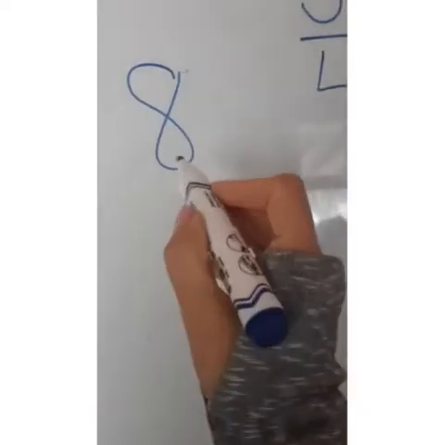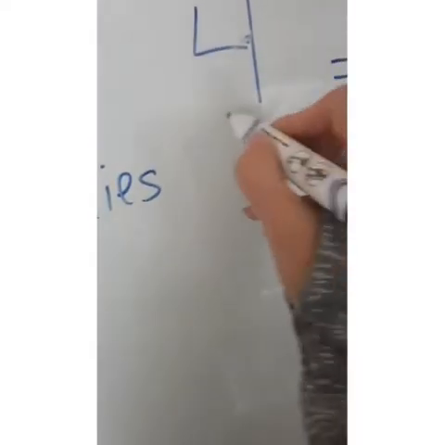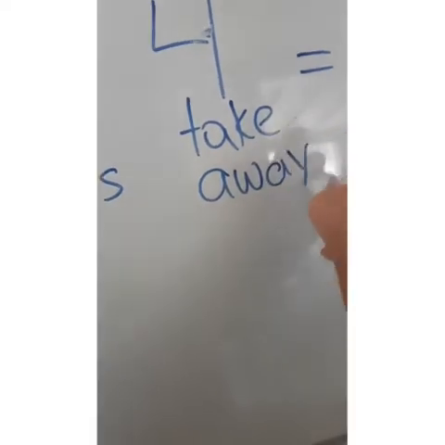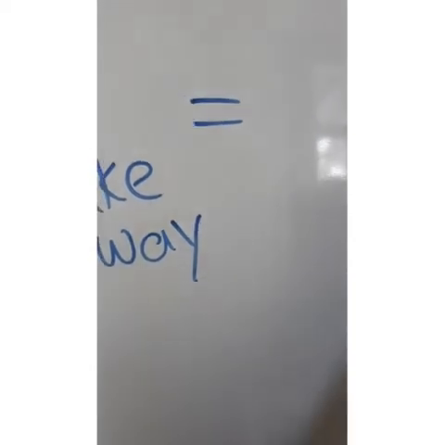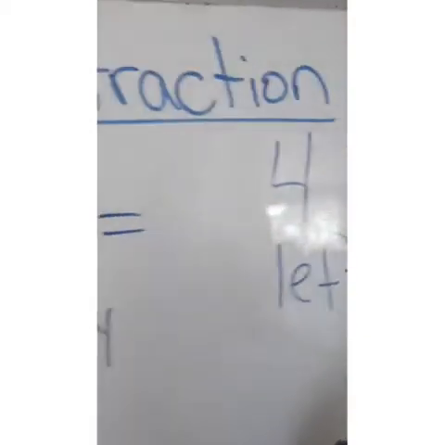So I had 8 candies, and Nadia took away, we say take away, 4 of them, okay? So now I'm left with how many? Let me count. 1, 2, 3, 4. So now I have 4 left. Okay, so is the number getting bigger or smaller? It was 8 and now it's 4.